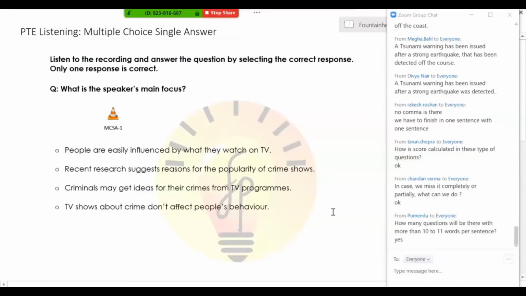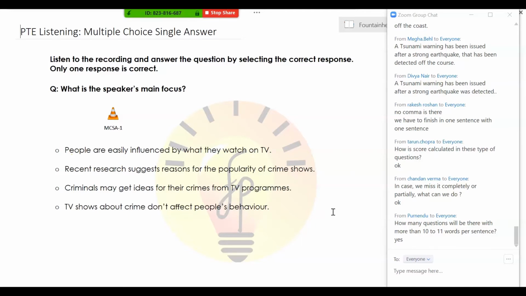Alright, so let's get to the next set of questions. Listening comprehension, multiple choice, single answer. You will listen to a lecture, and the audio can be about 45 to 60, 70 seconds in duration. And then there will be a question based on that, and you have to choose the correct answer.